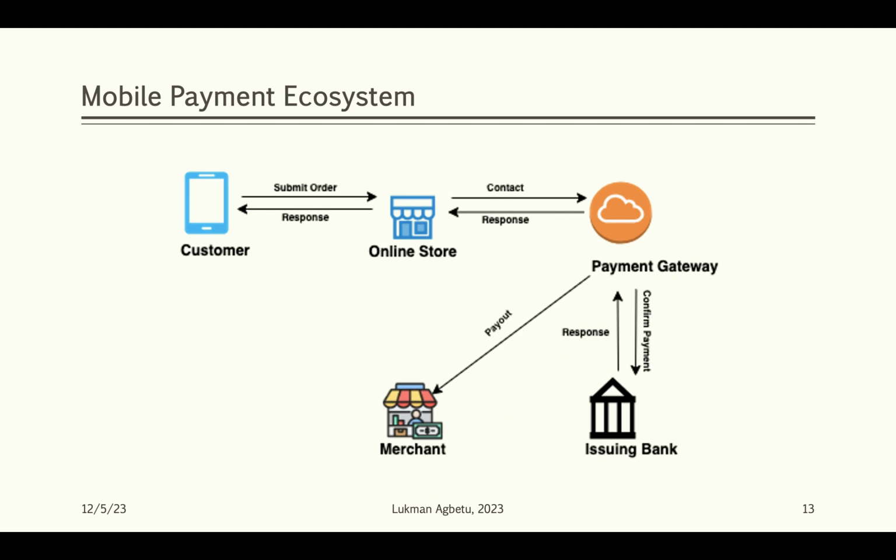So we can see the transaction flow between customers, online store, and payment gateway to confirm your card details and the likes. It goes to the issuing bank to confirm your balance. Then it goes to the merchant. The merchant is the customer who gets paid at the end of the day. For Mastercard, I think it's T+1, so the merchant gets paid the next day, once the transaction is consummated. So that's the simple mobile payment ecosystem.